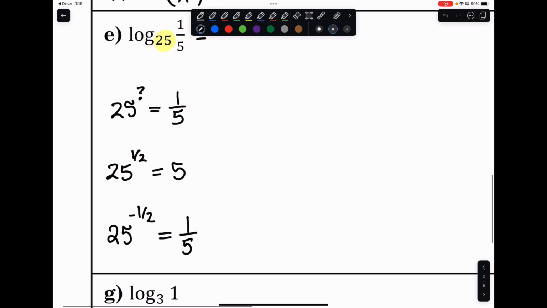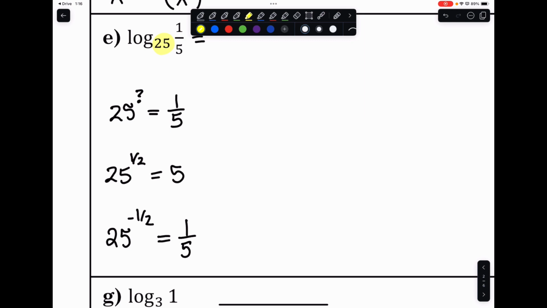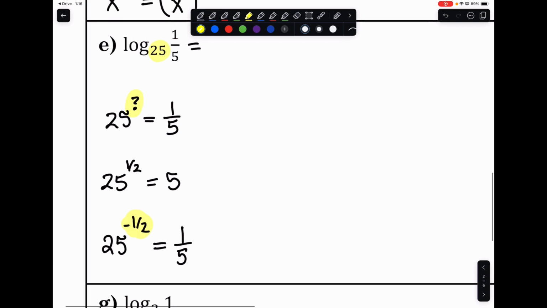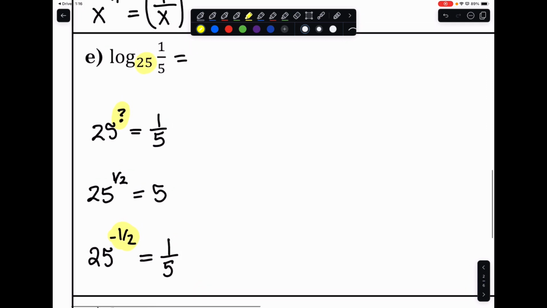So that's what the exponent has to be. Our exponent has to be negative 1 over 2. Let me start over. This exponent has to be negative 1 over 2. So 25 to the negative 1 over 2 equals 1 over 5. That's what I meant to say. So let's write that. The log with base 25 of the value 1 over 5 equals negative 1/2.